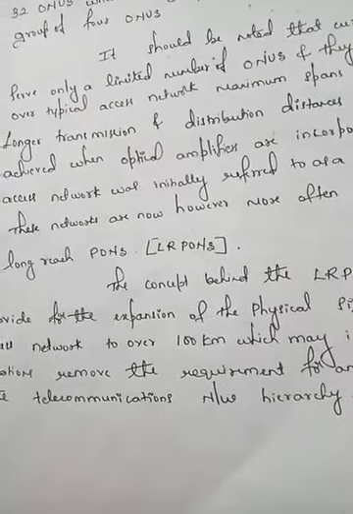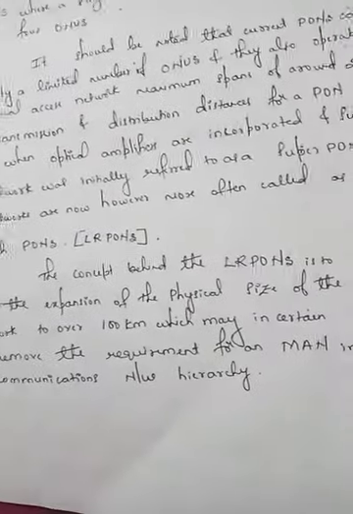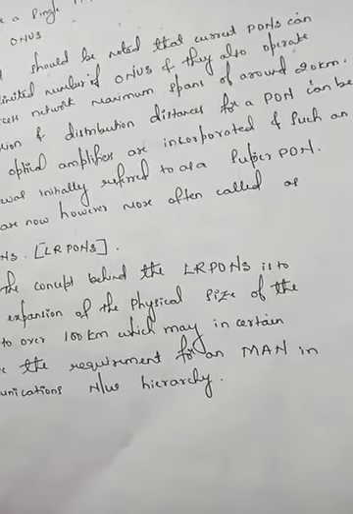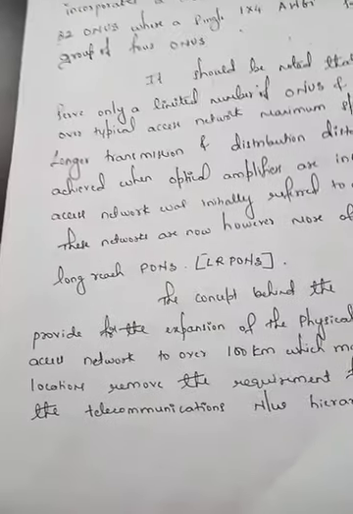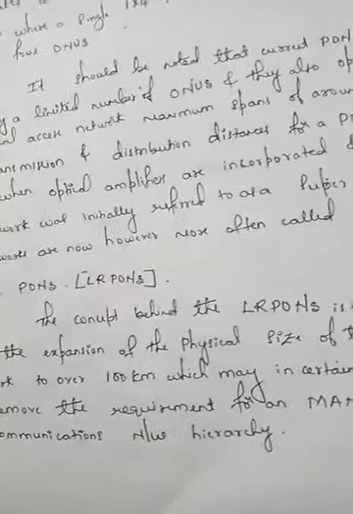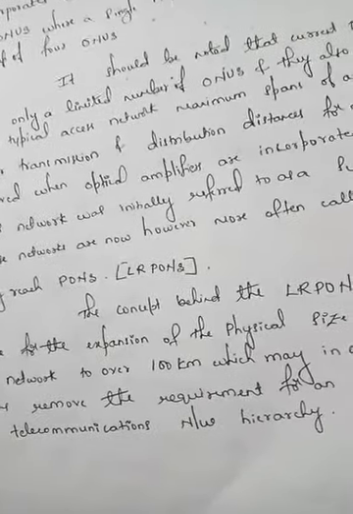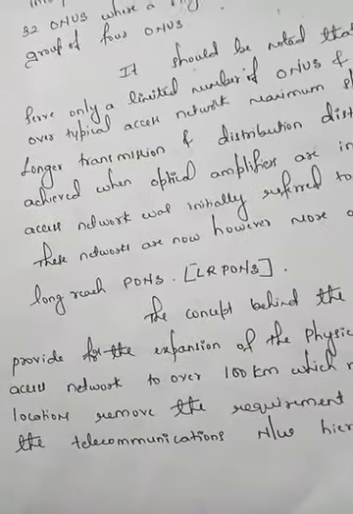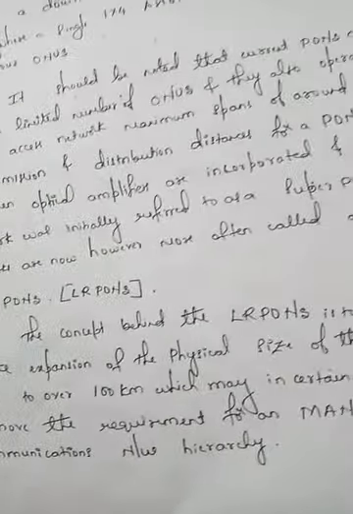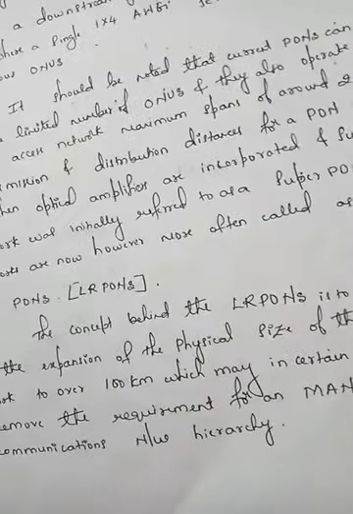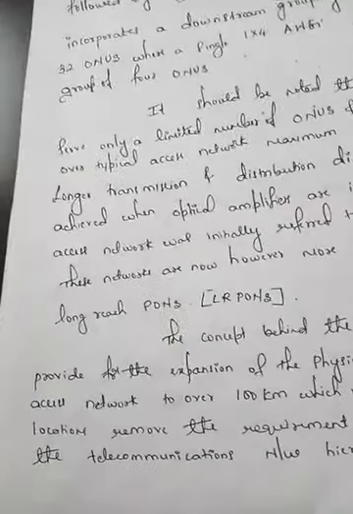LRPONs. The concept behind the LRPONs, Long Range Passive Optical Network, is to provide for the expansion of the physical size of the access network to over 100 kilometers, which may in certain locations remove the requirement for the metro area network, MAN, in the telecommunication network hierarchy.